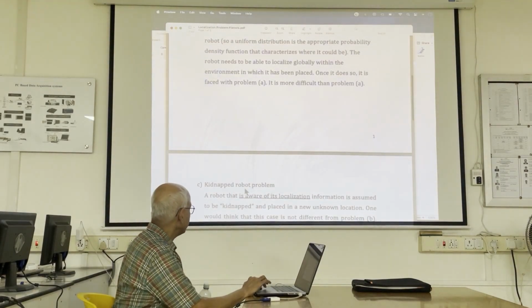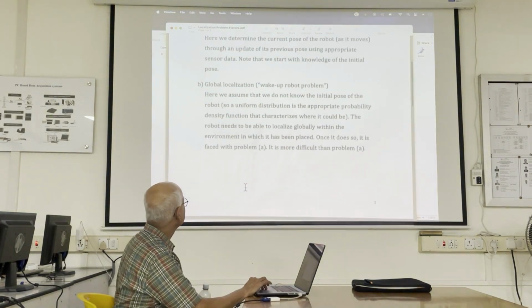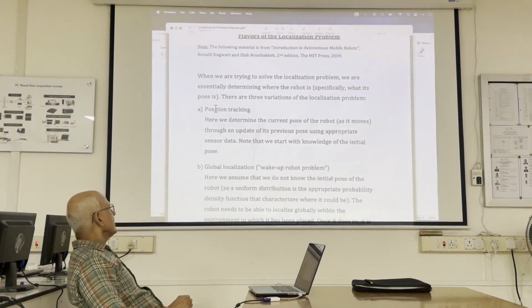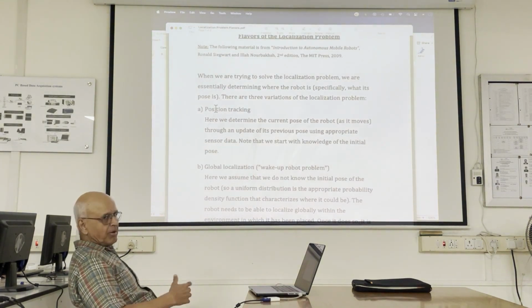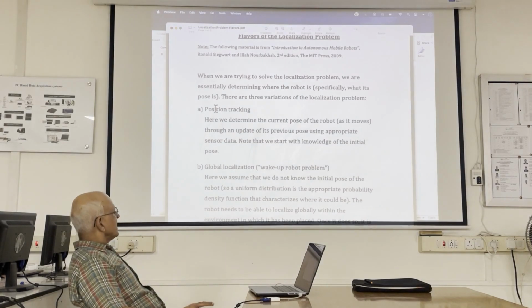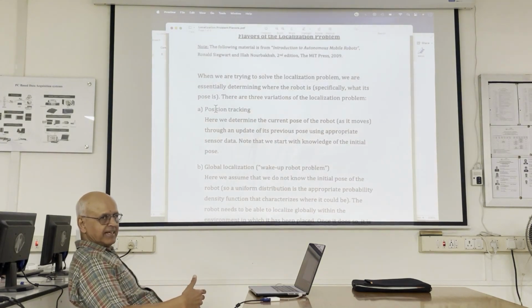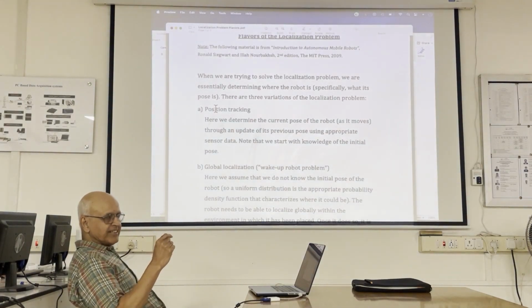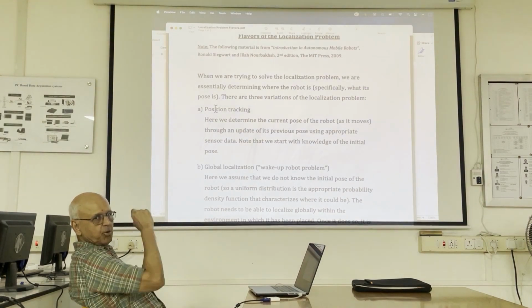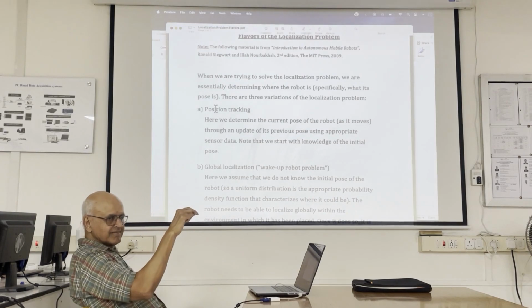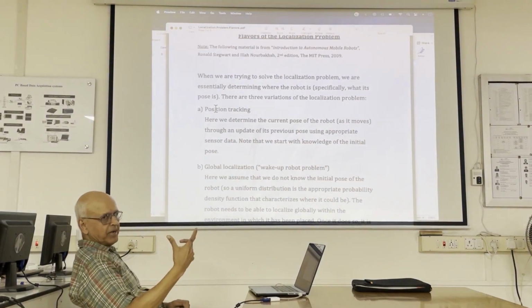The third one is called the kidnapped robot problem. I'll explain why. But the simplest is what we call position tracking. Here, the idea is to determine the current pose of the robot as it moves through an update of its previous pose using measurement sensor data and odometry data, right? So that's why you call it position tracking. You have a previous pose and we're trying to track it as you're counting steps and you're looking up.